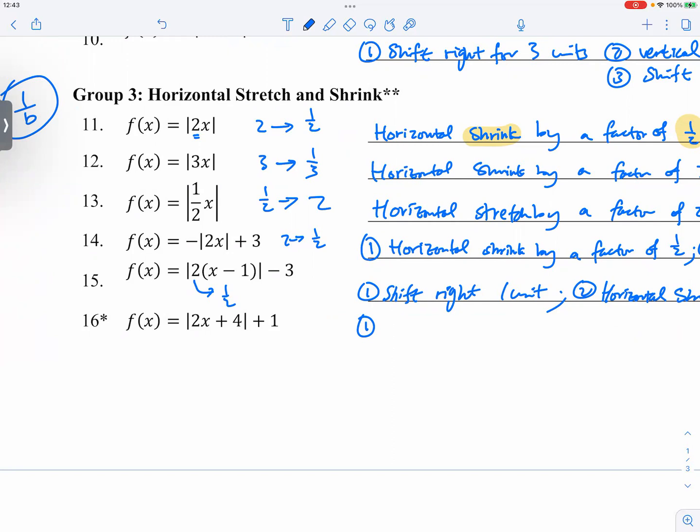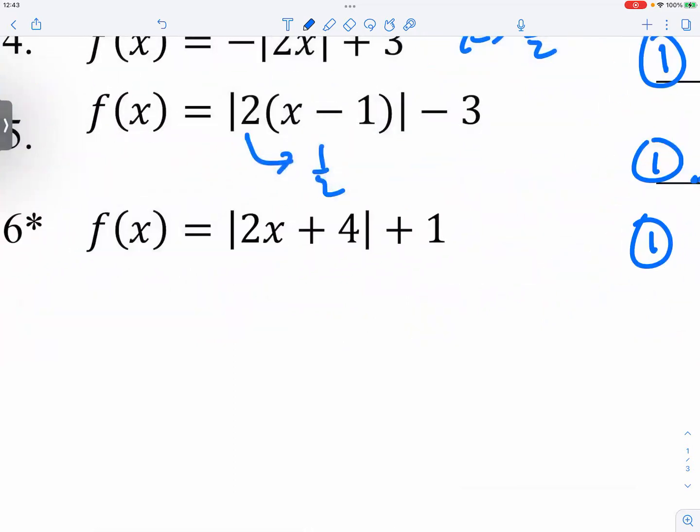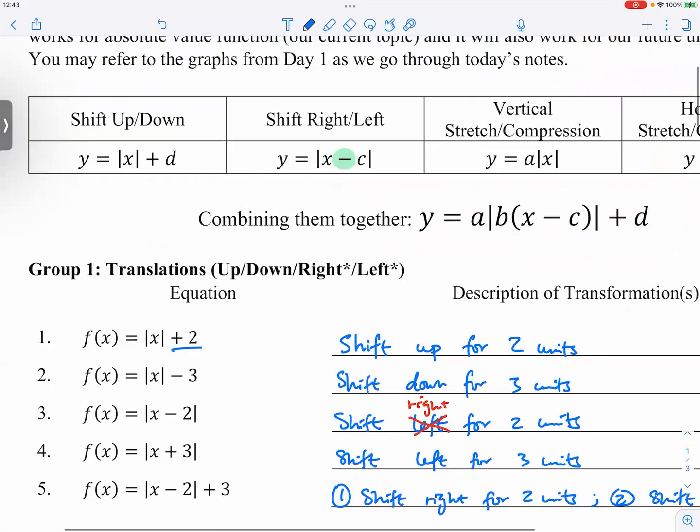Unfortunately, it's not. Now, you're like, wait, hold on. This is the closest to the x. Mr. Chen, you said it's closest to the x, then you start from there first. Yes, I said it. But I also want you to see something. Can you compare number 15 and 16? What's the difference? Parentheses, right?